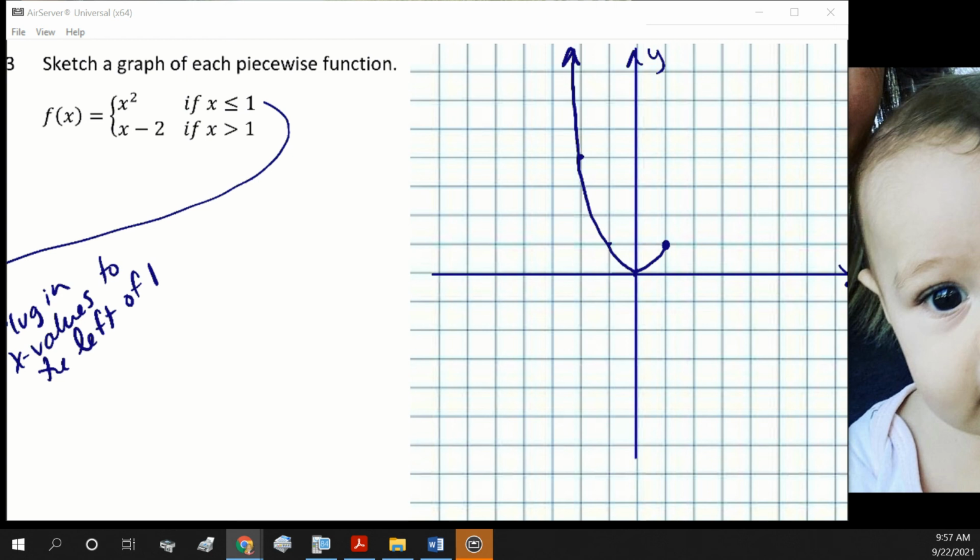Okay. When we go to do the second piece, we are going to plug 1 in. I know you're not going to want to. But we are going to. So if I put 1 in and I subtract 2 from it, what are we going to get? Negative 1. Is that going to be an open or a closed? That's going to be an open.